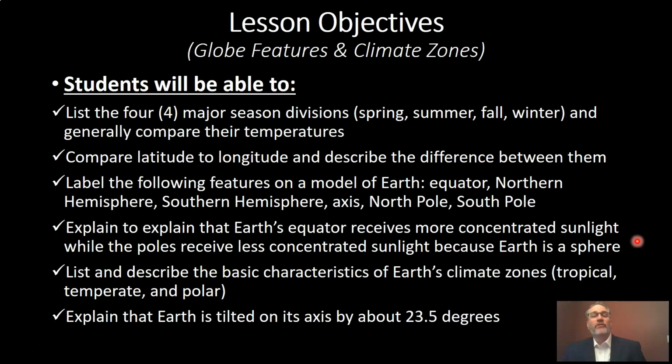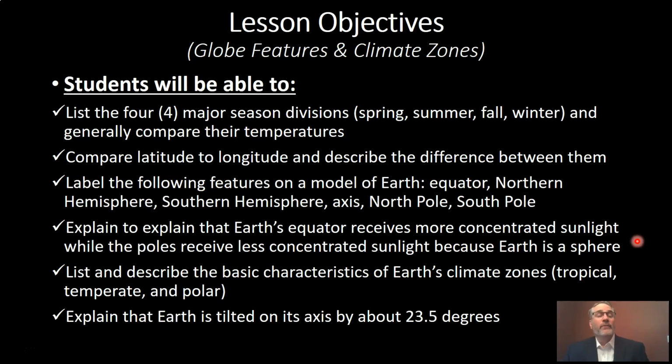Let's look at some objectives for today. So remember, we're going to be studying some features on the globe and climate zones, but really we're talking about seasons. So today, I want you to see if you, at the end of the lesson, can identify the 4 major season divisions and generally compare their temperatures. Generally, I don't want something specific, just be able to give me a relative comparison to one another. I also want you to be able to compare these terms latitude and longitude and know the difference between them. You're going to need to be able to label features on a model of Earth, and we'll take a look at a model of Earth for you to be able to do this.